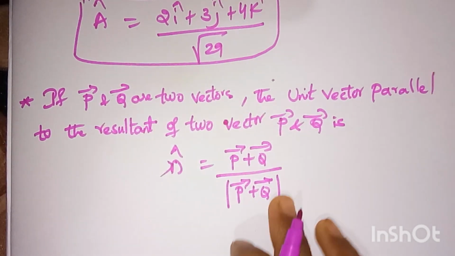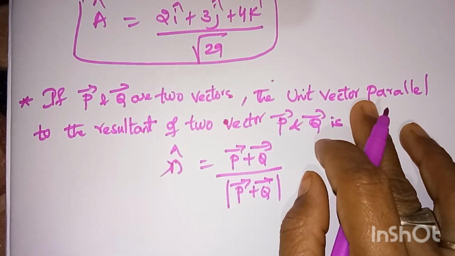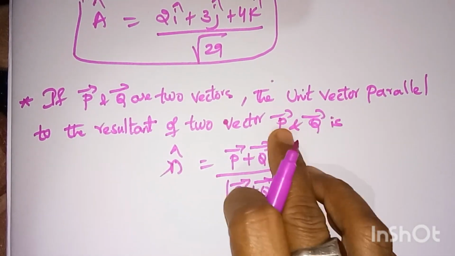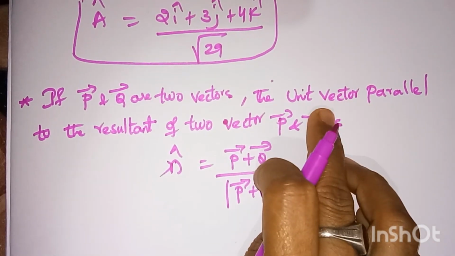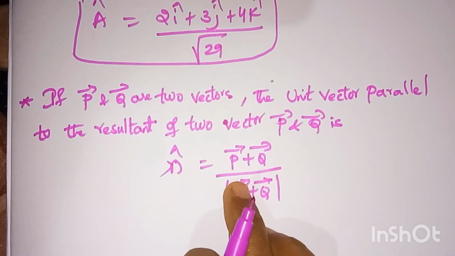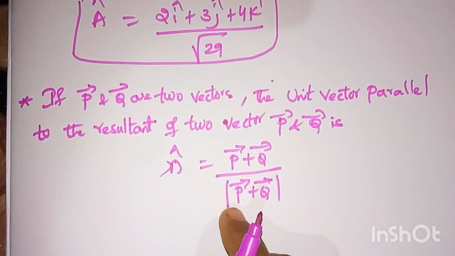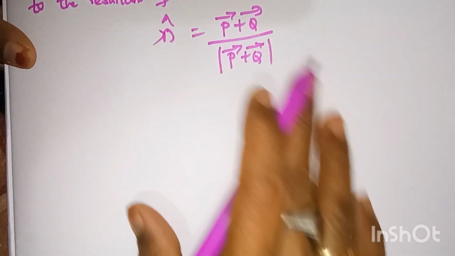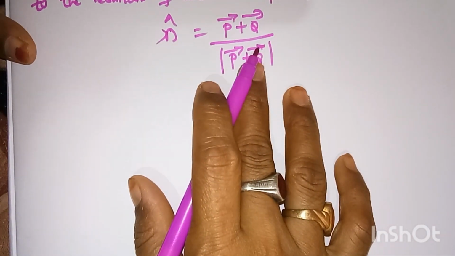This is the formula when two vectors are given and the unit vector should be parallel to these two vectors. So when the unit vector is parallel to the given vectors, the formula will be P bar plus Q bar by magnitude of P bar plus Q bar. Based on this formula we are going to solve one problem.